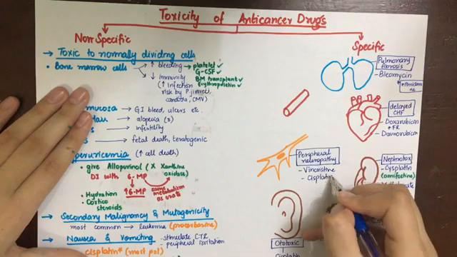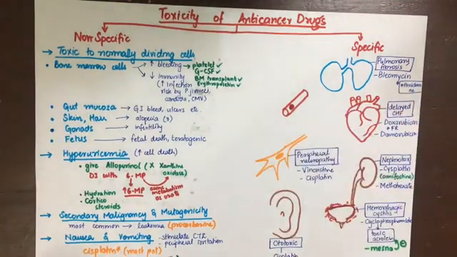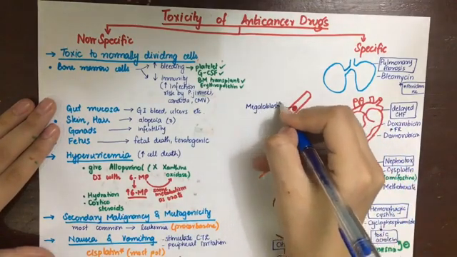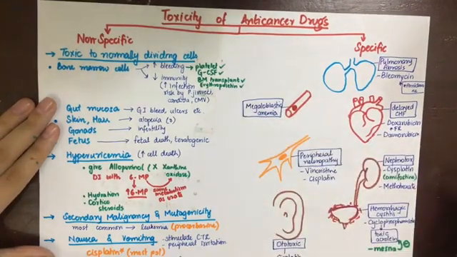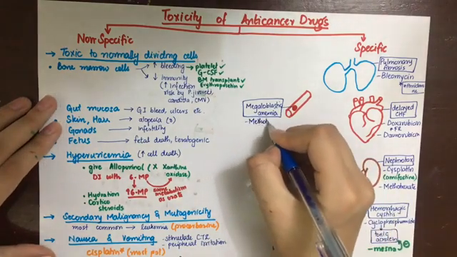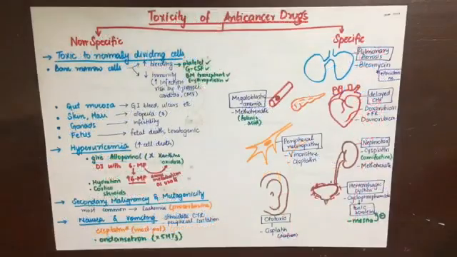Another side effect can be megaloblastic anemia with methotrexate administration. We know that methotrexate inhibits folate synthesis, and decreased folate causes megaloblastic anemia. We can manage this condition with administering folinic acid, which is an analog of folic acid, but this is a risk to take because folic acid can also be taken up by the cancer cells.